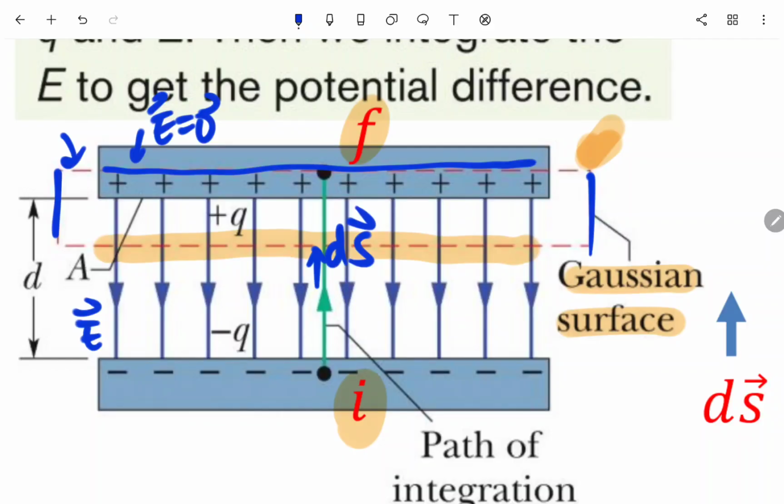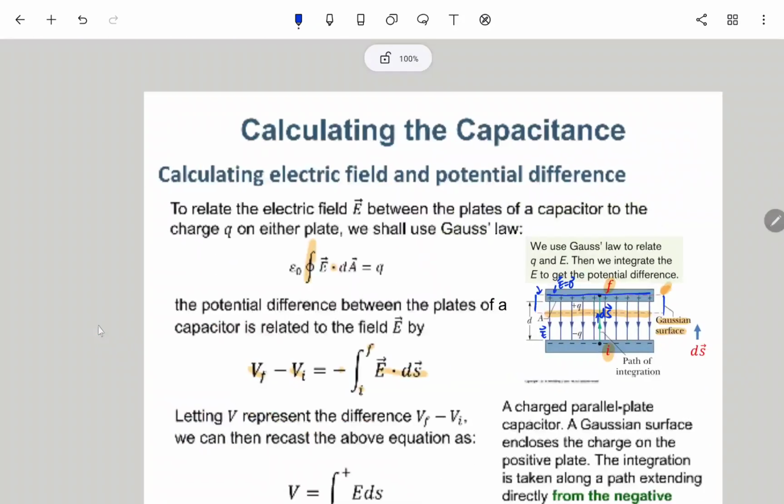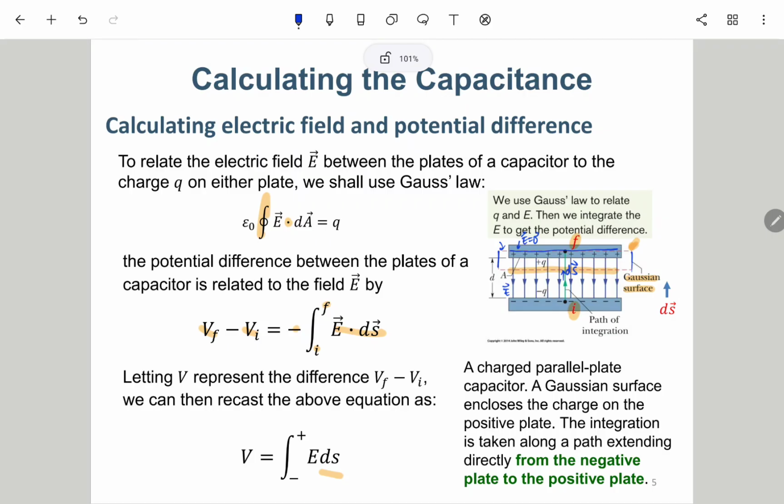ds is pointing upward and the E field is pointing downward, which means that i is negative and f is positive. Nothing special here. This one will be E times ds cosine of 180 degrees, which is negative 1. This negative 1 and the negative sign cancel each other, multiplying to a positive 1. So finally we only have E times ds from the negative to the positive plate, without a negative sign.